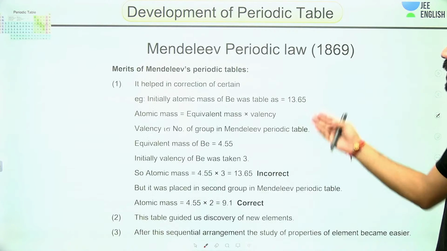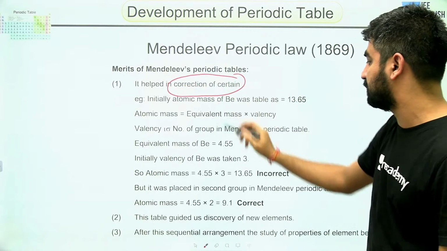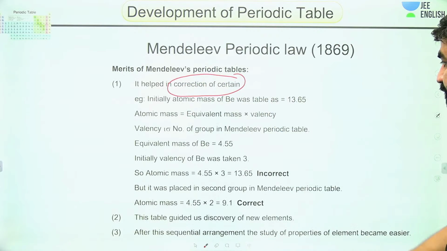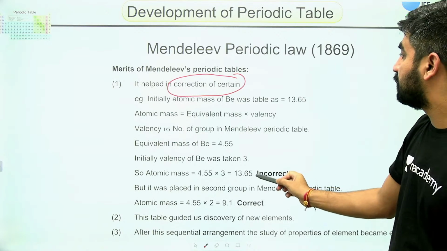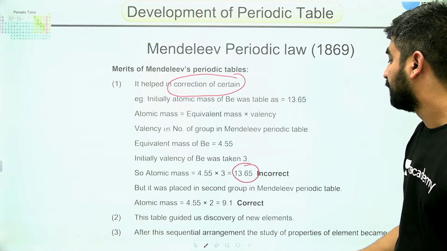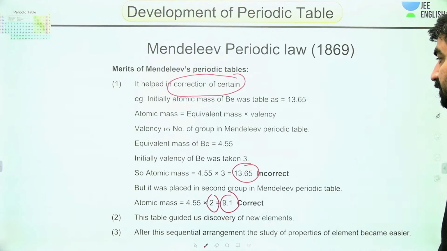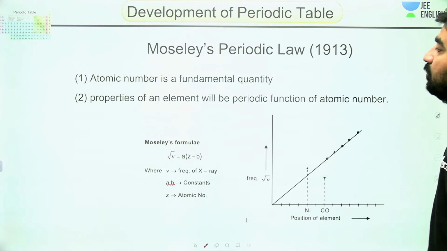Okay, guys. So Mendeleev made some corrections. He helped in correction of certain masses, like the initial atomic mass of boron was supposed to be 13.65, but it was exactly 9.1. So Mendeleev made some corrections in this. Okay. Then came Moseley's law.